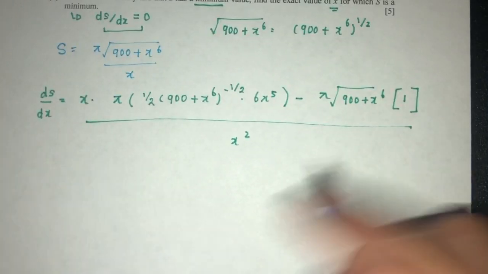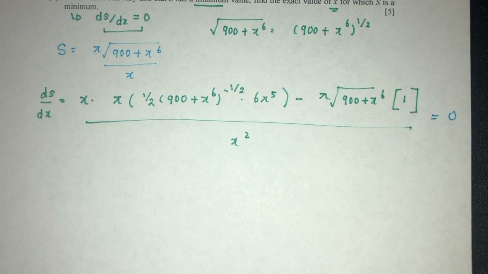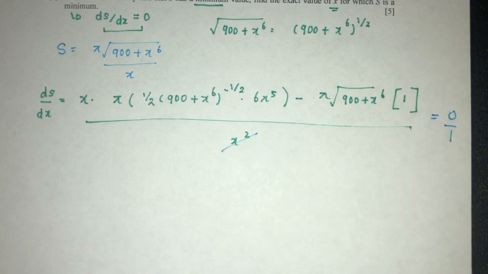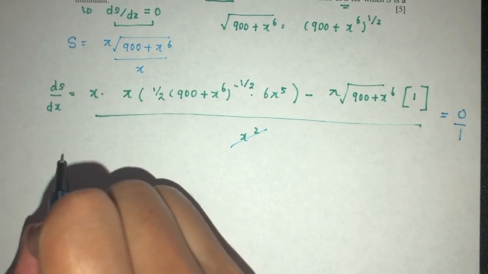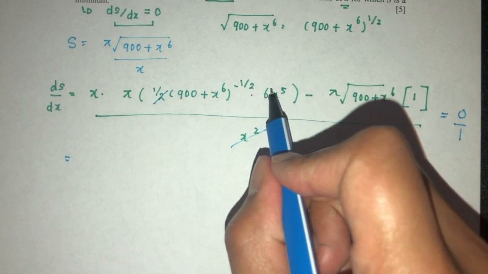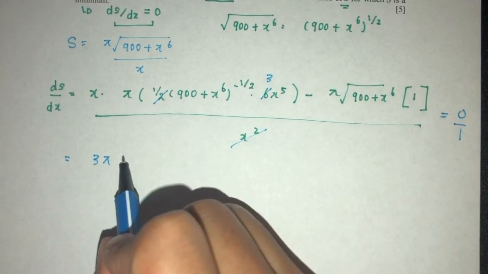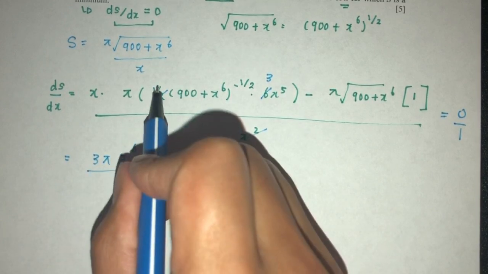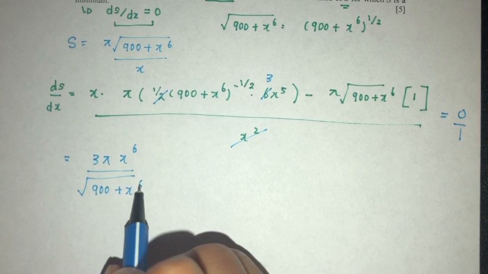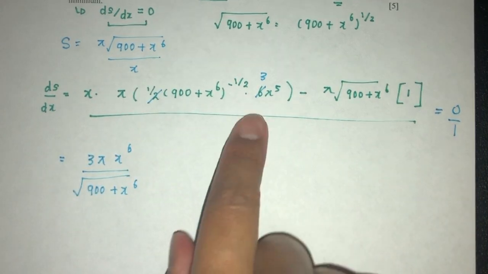Now again, we have to equate that to 0, because that's what happens when we have a minimum or maximum value. So we can cross multiply. This will cancel out, you have 0. That will go away. Right, now we can simplify and see what happens. Here you will have 6, which will cancel out with this, so it will be 3, 3 times pi, times x to the power 6, and this will become the root of 900 plus x to the power 6. Again, it is not tough, it can just be confusing. There are a lot of things to simplify one by one.